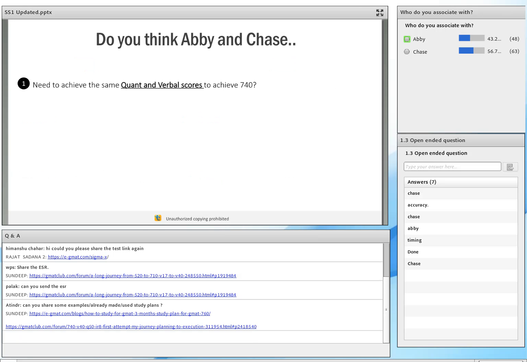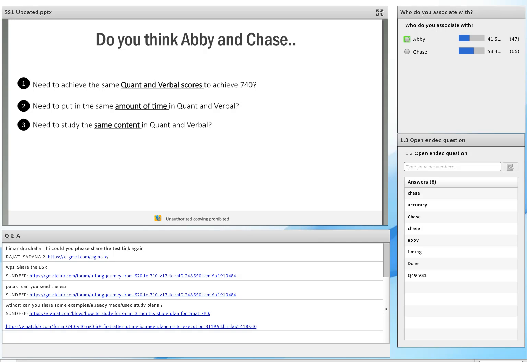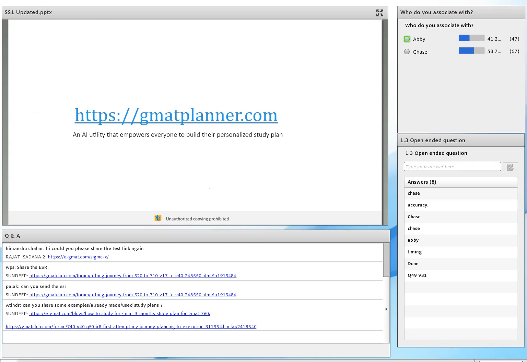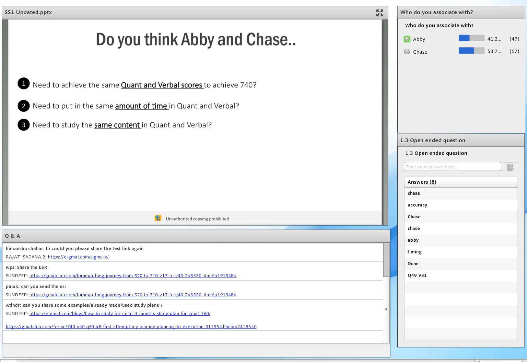So, do you think Abby and Chase need the same quant and verbal scores to get to 740? No, they don't need to put the same amount. Similarly, they do not need to put the same amount of time. The amount of time that they need to put in quant and verbal is going to be vastly different. Similarly, what they study is going to be very, very different as well. So the question really is, how do you figure out what should be your target quant and target verbal scores?